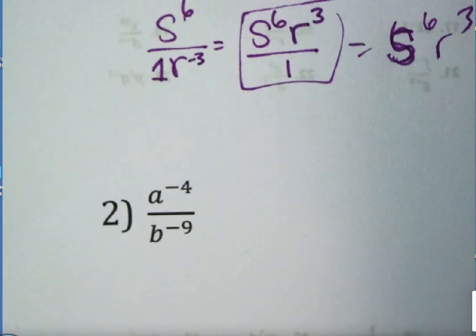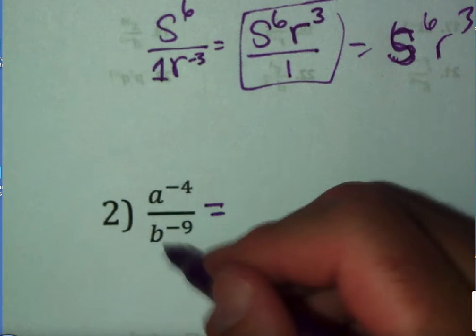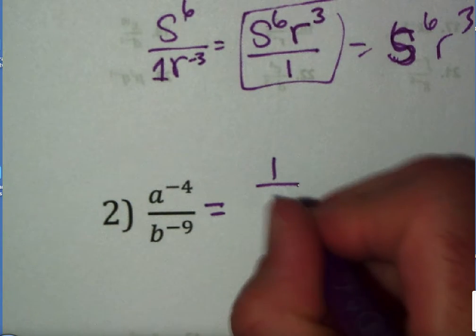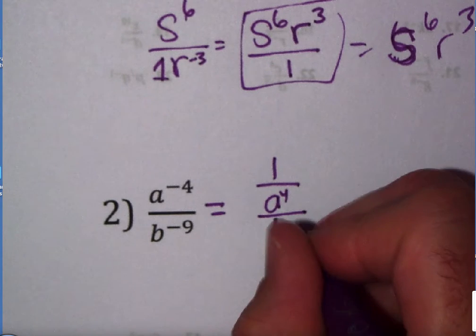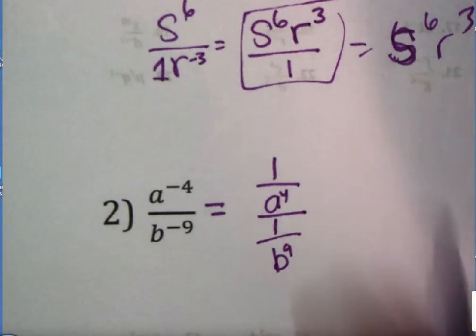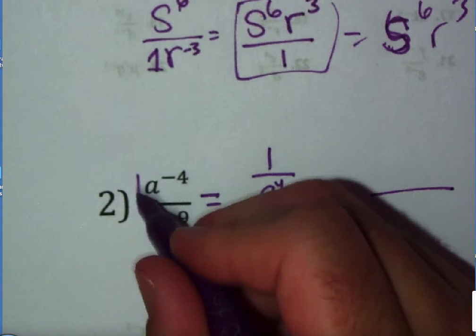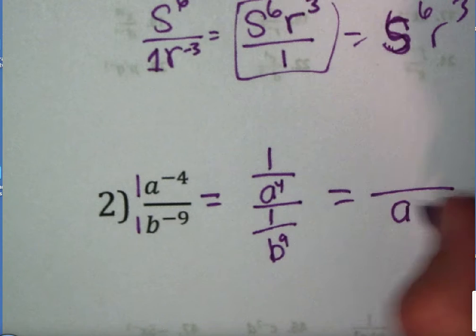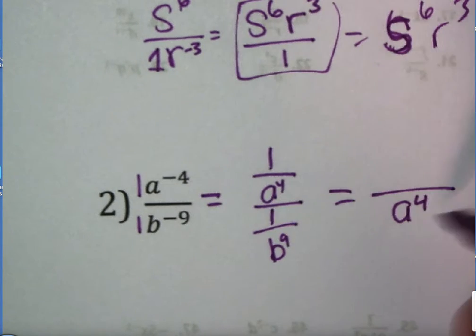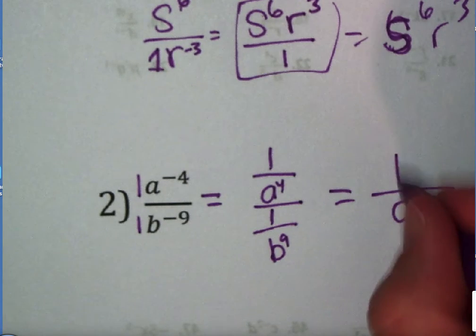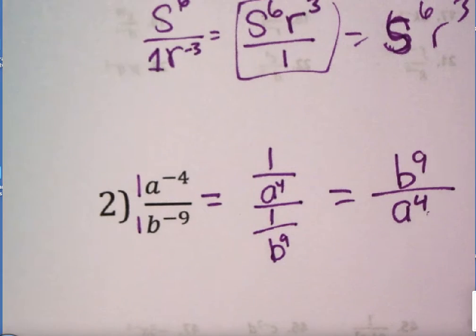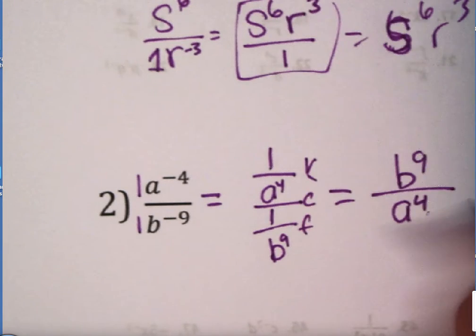All right, number 2. Can't have negative exponents. So we could write this as 1 over A to the 4th, 1 over B to the 9th, but that's just wonky. In the end, A moves to the denominator, and b to the negative ninth moves up to the numerator as the positive nine. Because if you keep, change, flip, this is what you'll end up with. All right, another one here.